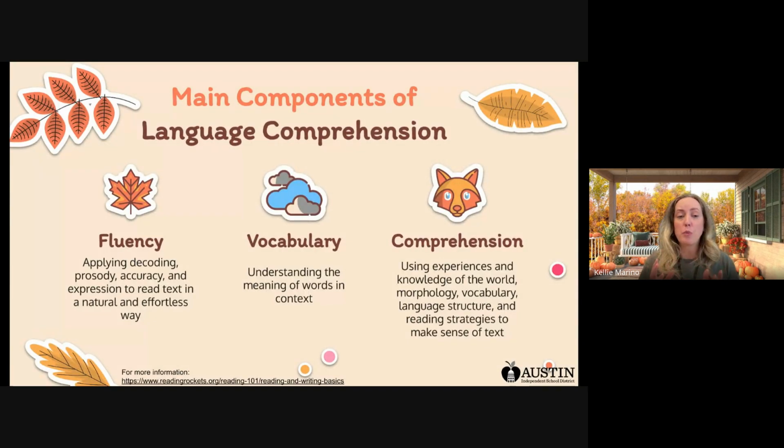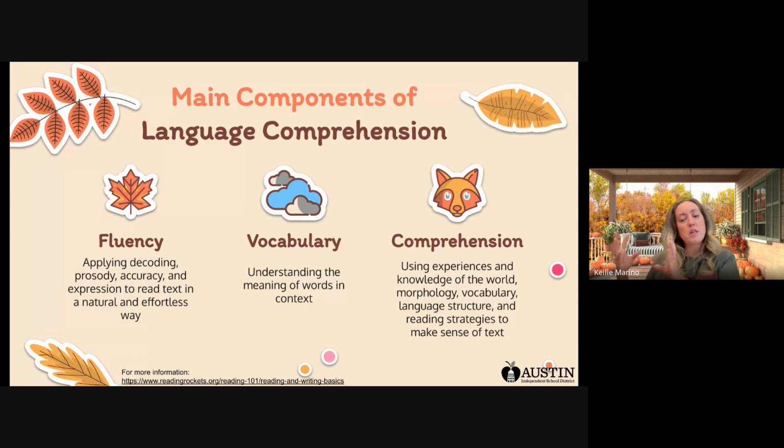The second group would be vocabulary, which is understanding meaning of the words in context. Now, this is not just knowing a bunch of vocabulary or being able to list definitions of things, but it's really thinking about vocabulary in context of the text that we are encountering on a day-to-day basis. Can I parse out the meanings of words using the skills that I have?